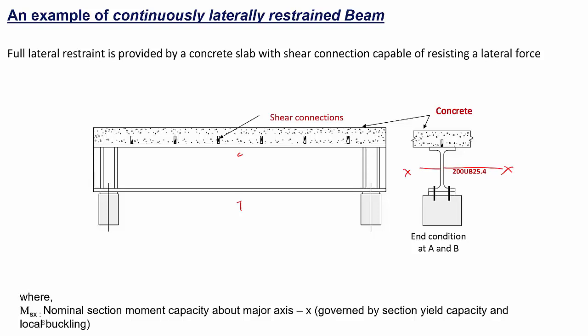So it is fully laterally restrained. That means there is no possibility of this beam to move out of plane, to buckle out of plane. So there won't be any lateral torsional buckling in this beam. It is fully or continuously laterally restrained. So in this case, your capacity is the nominal section moment capacity about the x-axis. That is what you have to find out, and that will give you the capacity. So there is no lateral torsional buckling in this case.